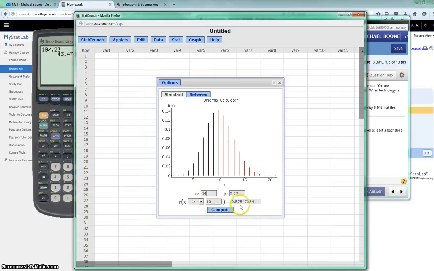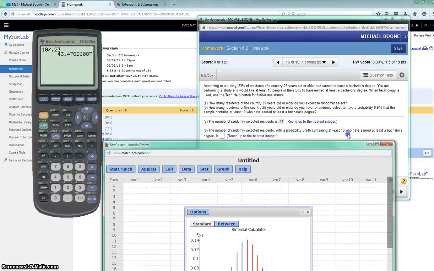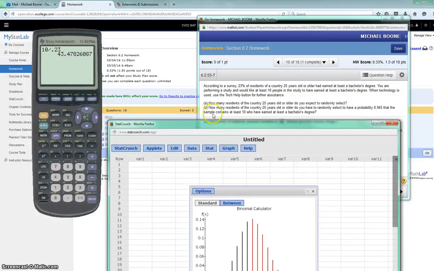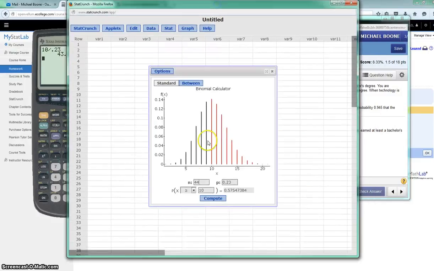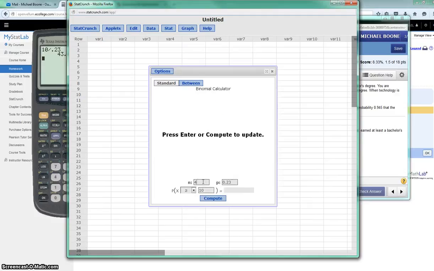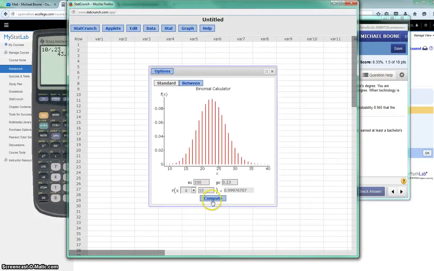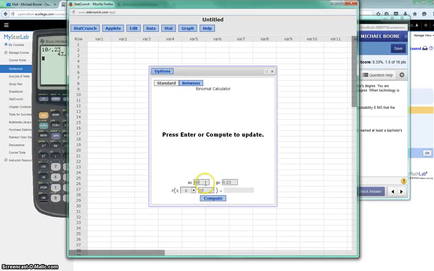Well, if we want to get that number to the 0.945, that means we're going to have to sample more people. And so I would just say, let's shoot for a number like 100. Well, we don't need that many people. 0.945 is what we're looking for. So we're just going to do some figuring on this one.